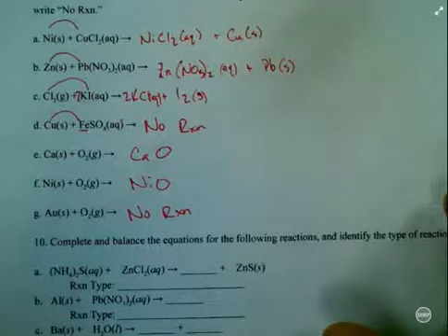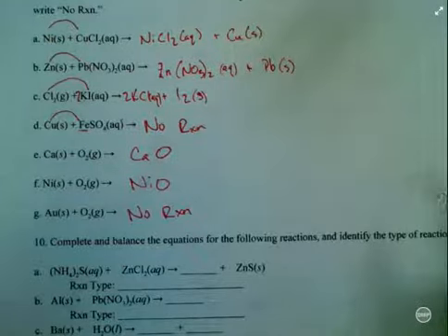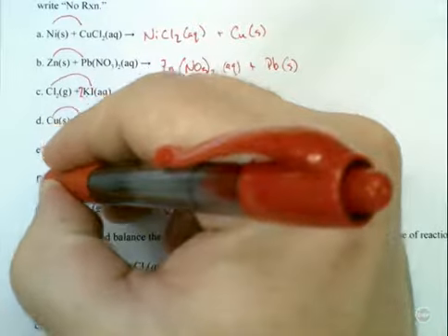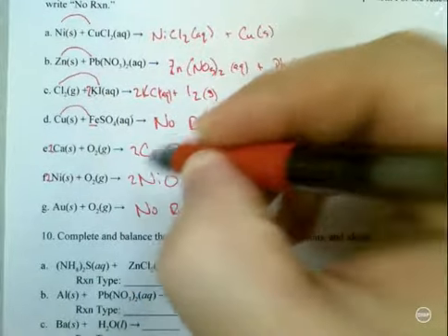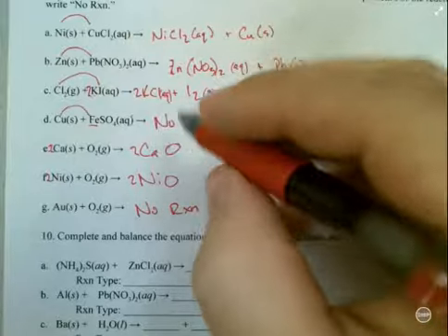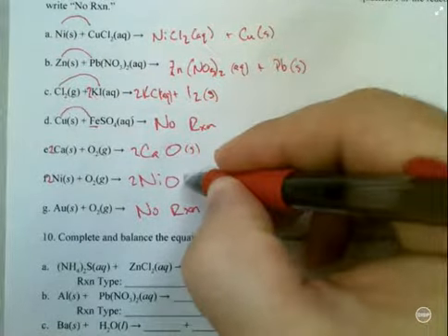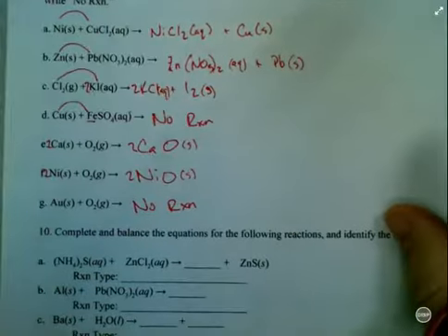Let's see here. All right, I made a little bit of a boo-boo. I didn't actually balance this, so this needs to be 2. That needs to be 2, 2, 2. And what are these going to be? These are metal oxides, so they're going to be solid. Okay, so now we're good and balanced.